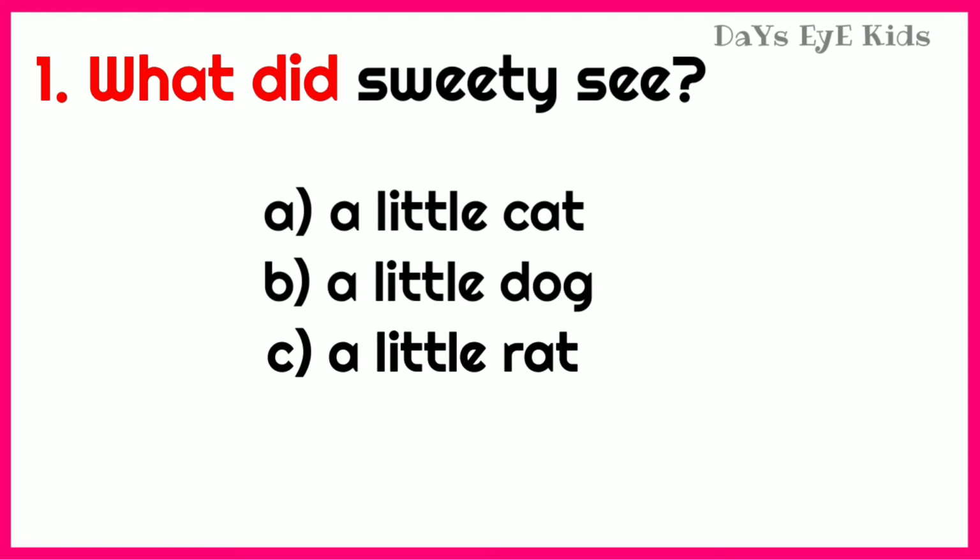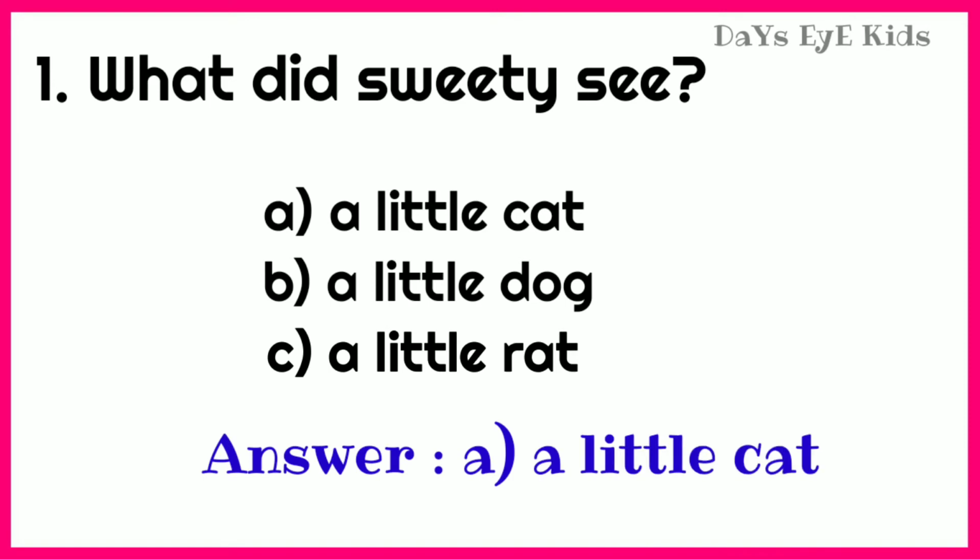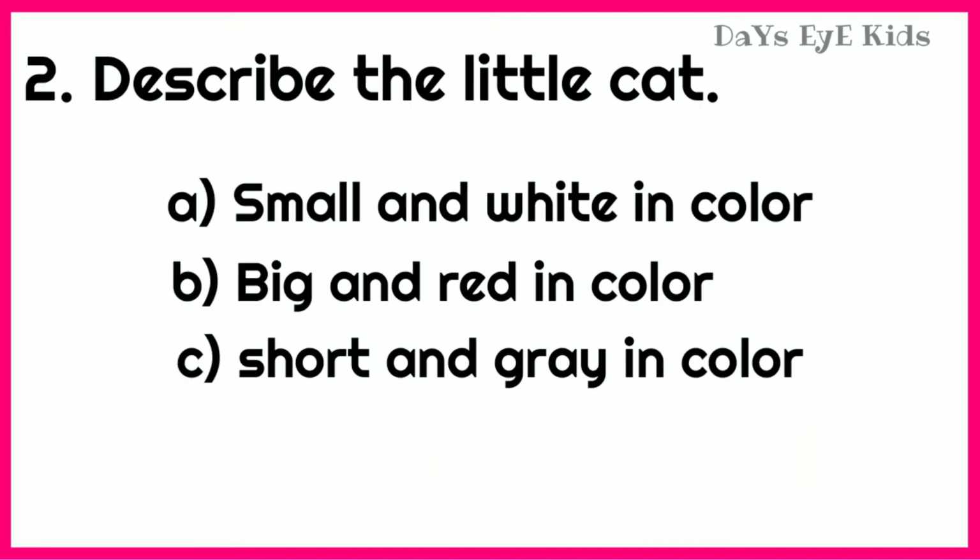Question number 1. What did Sweety see? Option A, a little cat. Option B, a little dog. Option C, a little rat. Answer. Option A, a little cat.